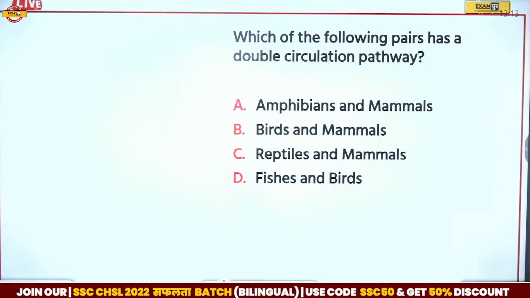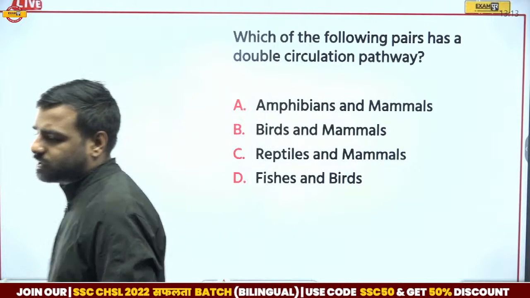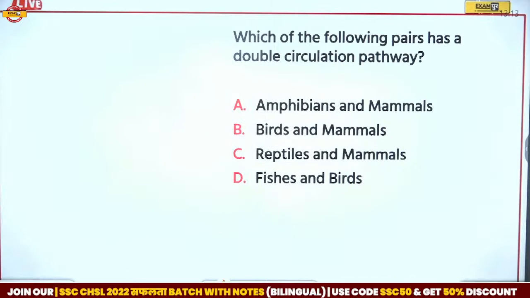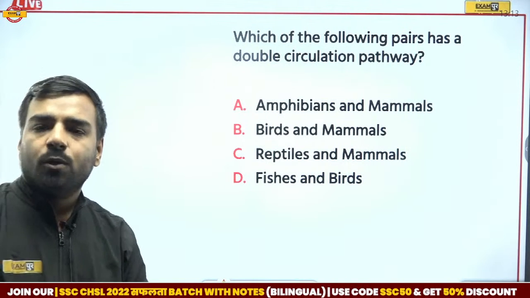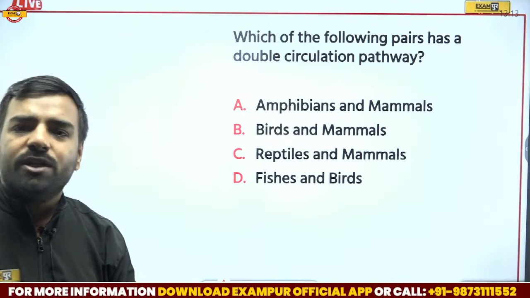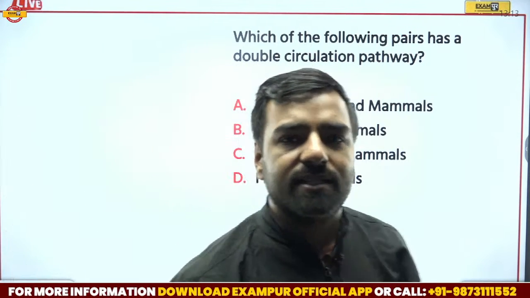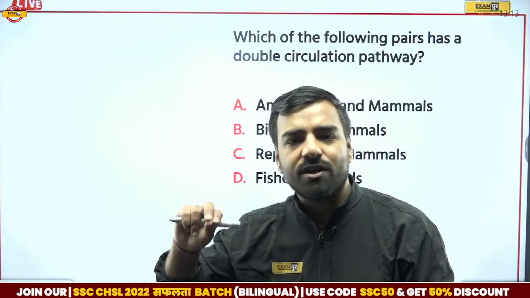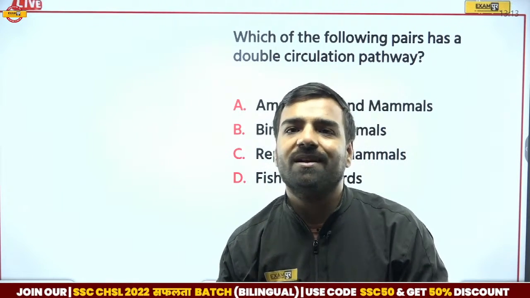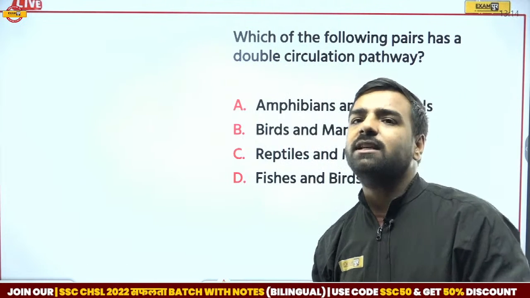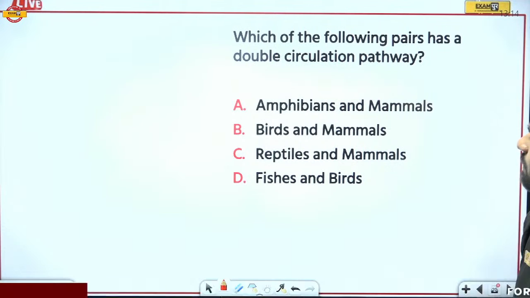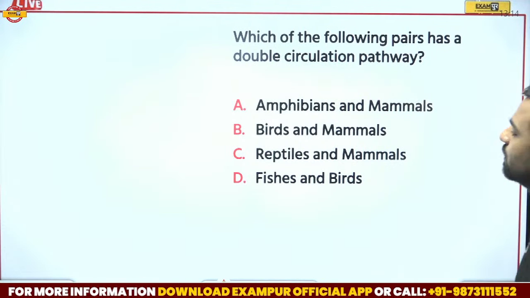Next is, which of the following pairs has a double circulatory pathway? We have four options here. What is going to be the correct answer? Answer please. What is going to be the correct answer over here? Okay, Jagdishan, cool. No issues. I know sometimes it might happen that you are giving wrong answers. But if you are giving wrong answers here, you will surely be correct in the main examination, and that's what I want. So which of the following pairs has a double circulation pathway? Is it amphibians and mammals, birds and mammals, reptiles and mammals, or fishes and birds? What do you think?